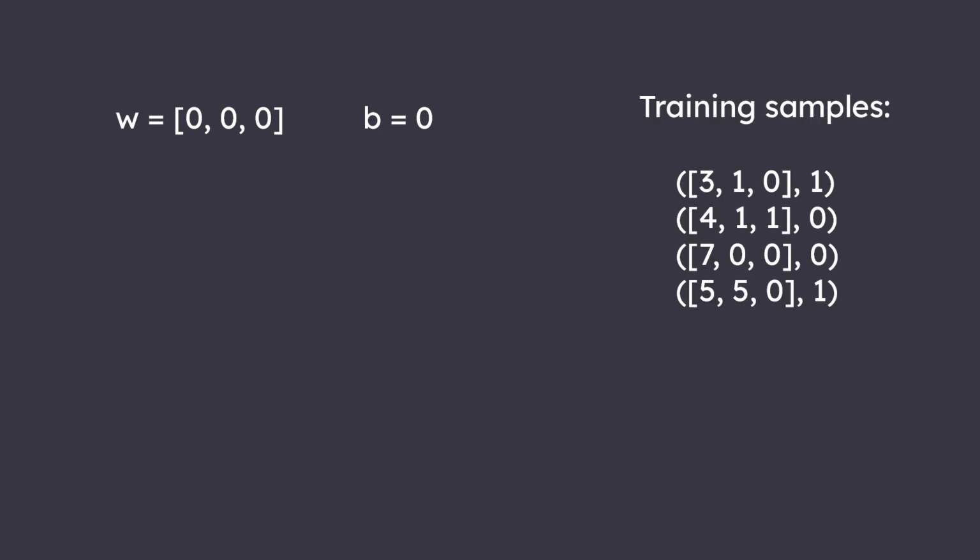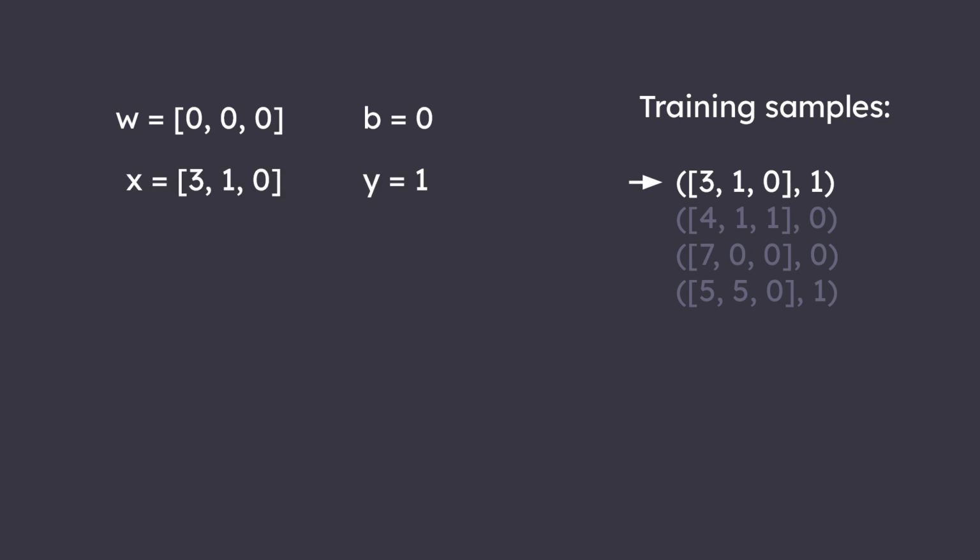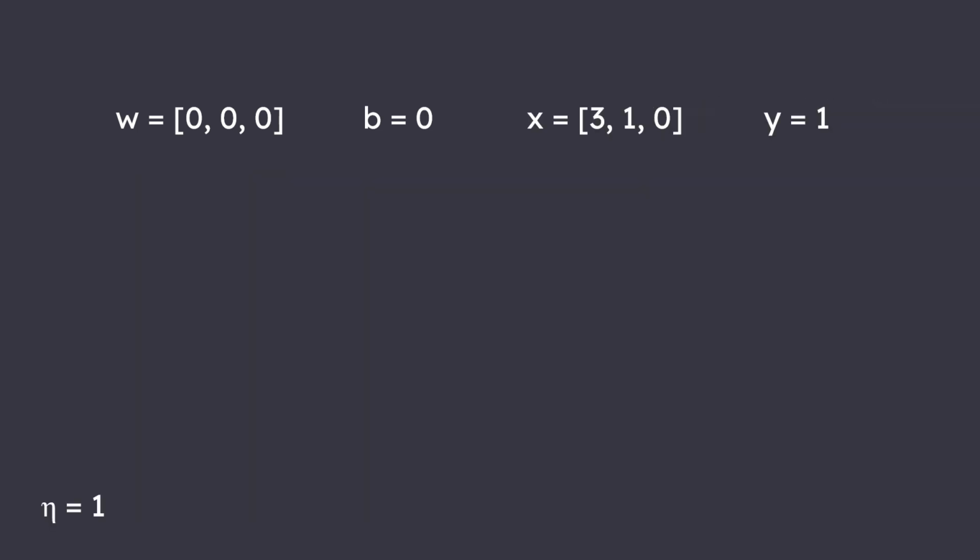We will start off with the weights of 0 and a bias of 0, a completely untrained model. We are given a set of training samples. Let's say we randomize the list of training samples. Now we select the first training sample. The feature vector is 3, 1, 0, and the true label is 1. We also need to keep track of the learning rate for our calculation. Let's say the learning rate is 1.